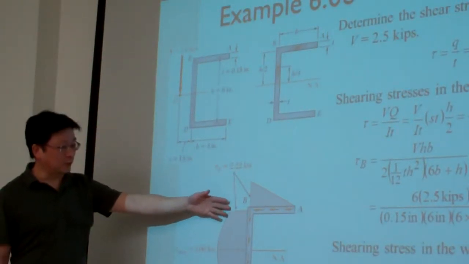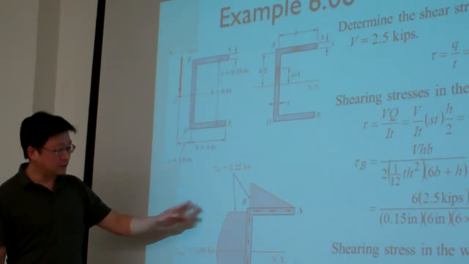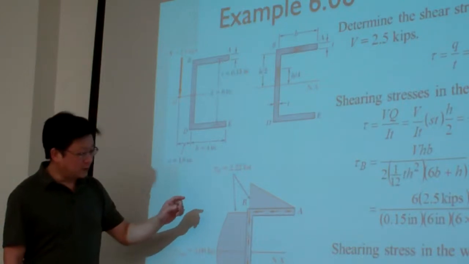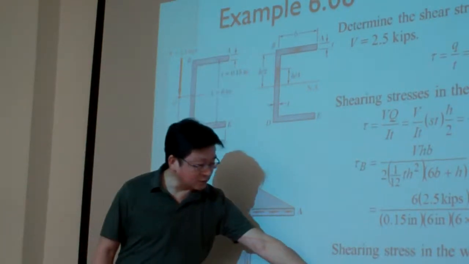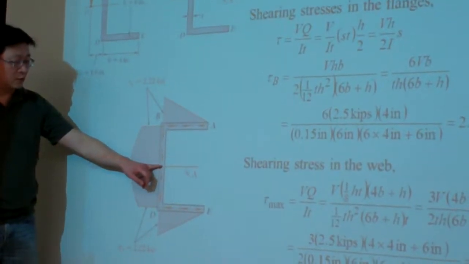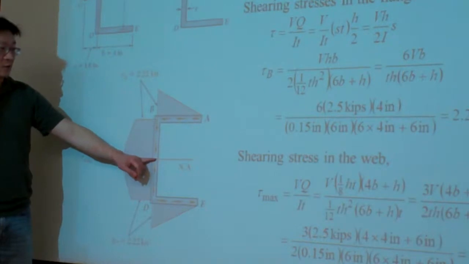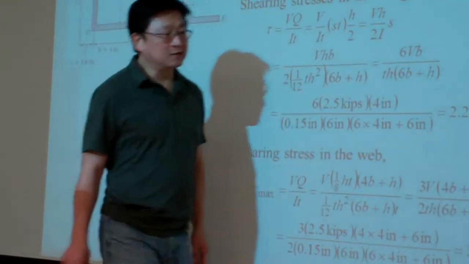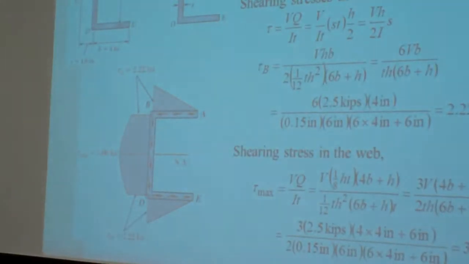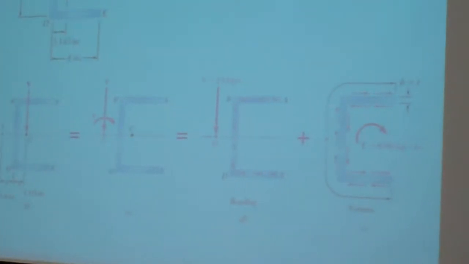This is the distribution of the shear stresses, and in particular, the maximum shear stress we identified occurred at this section here, right across the neutral axis. Okay, so that is the one we did last Friday, and today we continue on this example. We talk about it a little bit more.